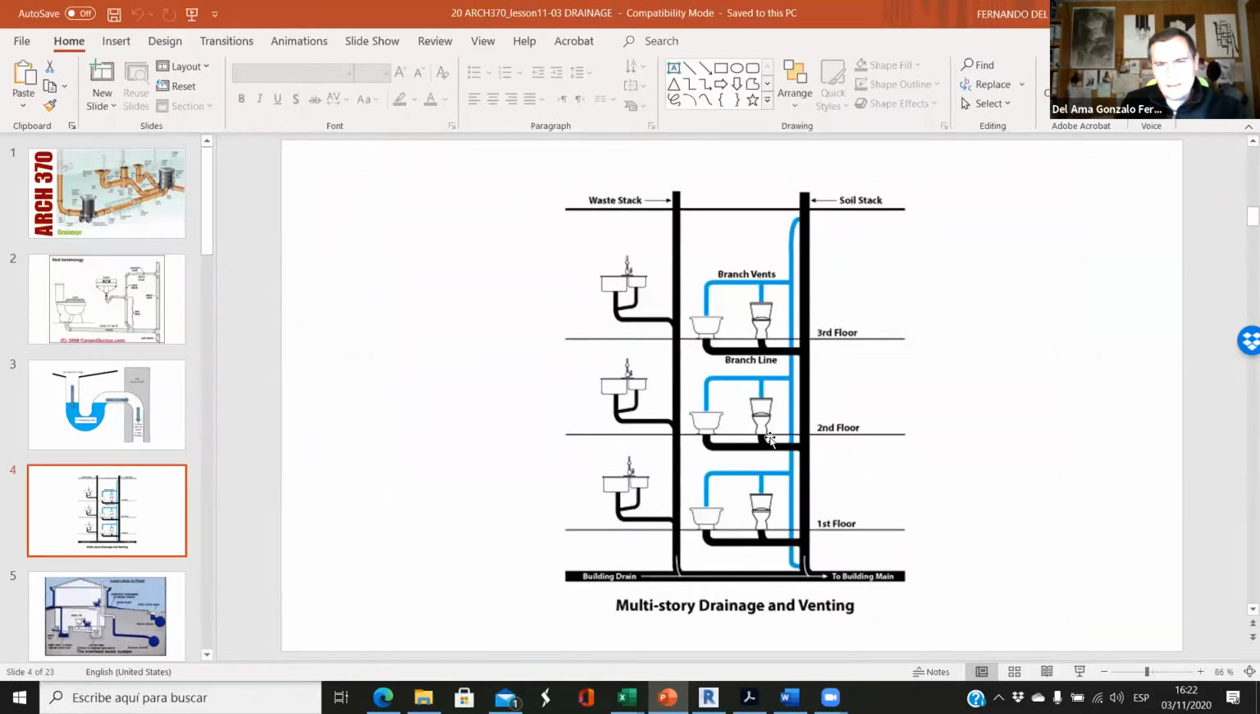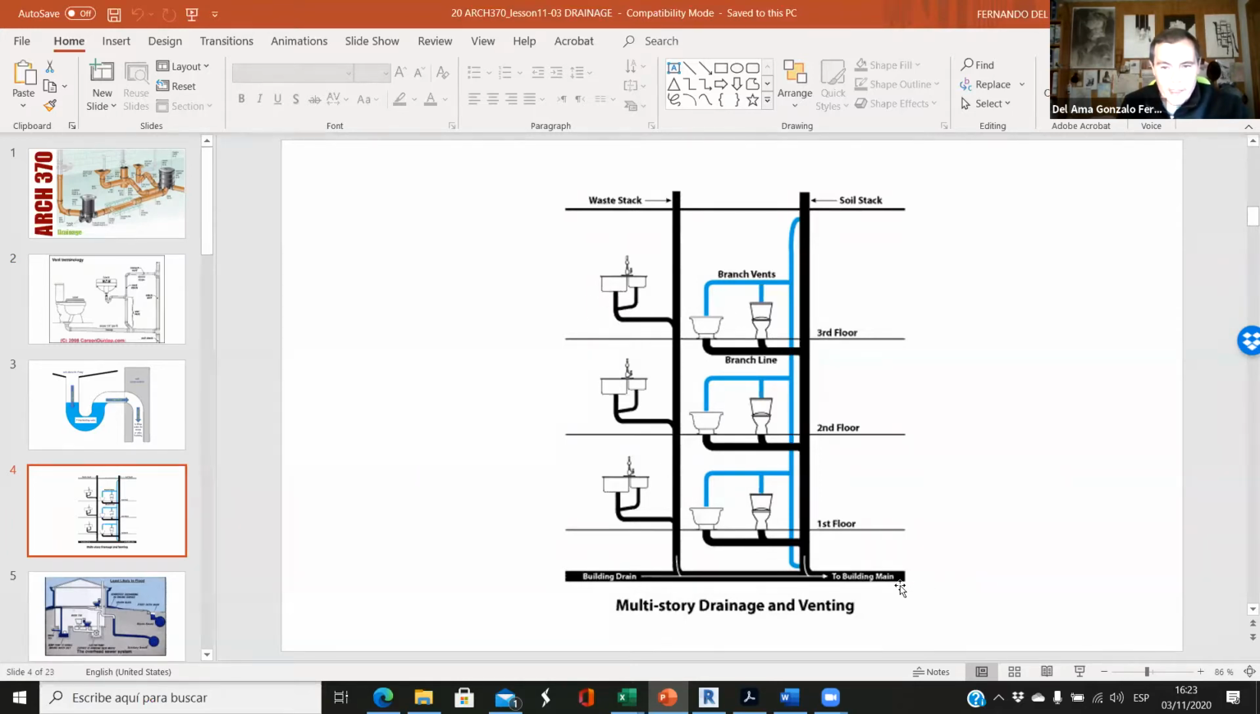And then this is much better. Well, this is much better. No, it's not. Because here we have two separate stacks. We have the soil stack. Soil means that it's connected to toilets. And then we have the waste stack. The waste stack is the vertical pipe that is not connected to toilets.